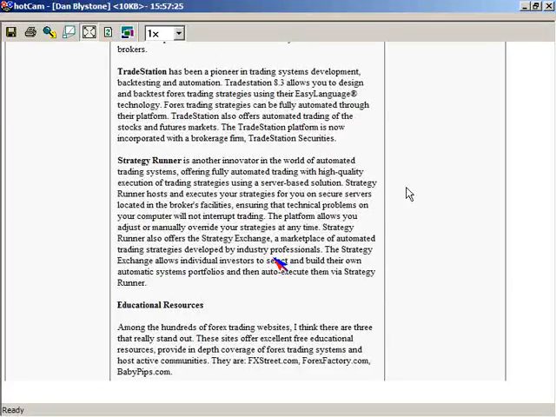Strategy Runner hosts and executes your strategies for you on secure servers located in the broker's facilities, ensuring that technical problems on your computer will not interrupt trading. With Strategy Runner, you can adjust or manually override your strategies at any time.